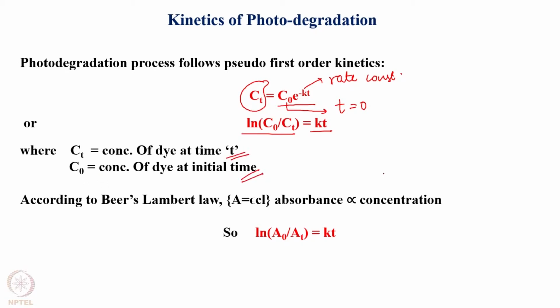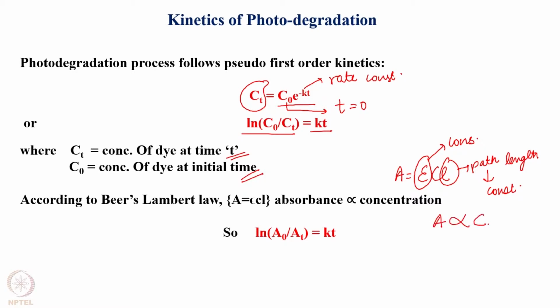Also we have Beer-Lambert's law, A = εCl, where ε is constant for a dye at a particular wavelength, and l is the path length of our cuvette, which is also constant. So A is directly proportional to the concentration of the dye. Ct can be written as directly proportional to At, and C0 as directly proportional to A0. So we can now write the equation as ln(A0/At) = kt.